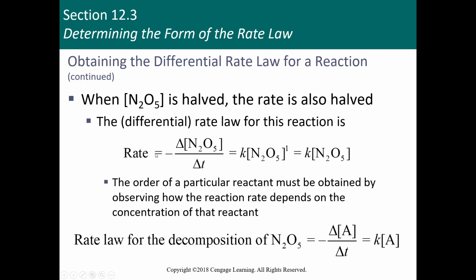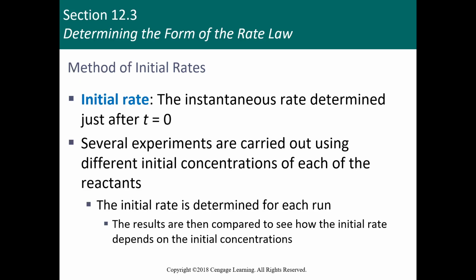That means that this doesn't matter. So for the rate law of the decomposition of N2O5, we see that it's equal to the change in concentration over change in time. It would also be equal to the rate law right here, which is K times its concentration, and that's it. By the way, if you have an order of 1, you don't actually have to put that, because anything to the first power is itself. It doesn't change anything, mathematically at least.